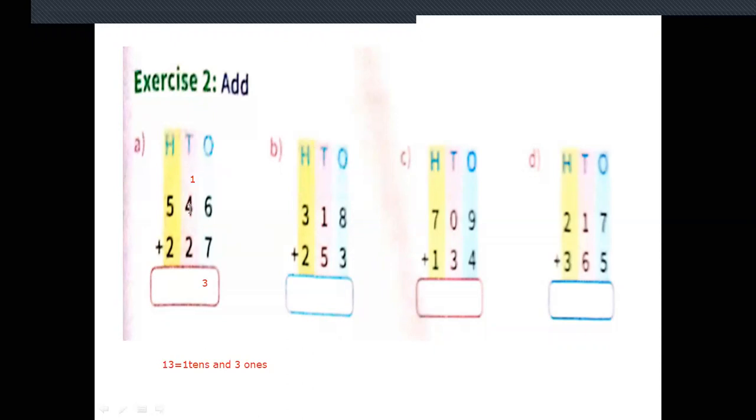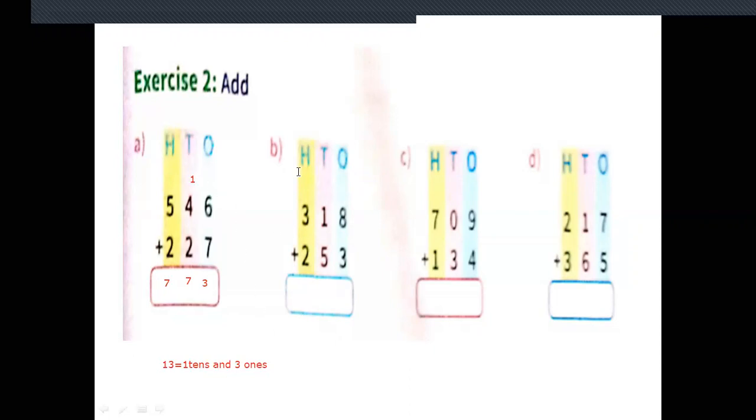Now you add: 1 plus 4 is 5, 5 plus 2 is 7. So the answer is 7 in the tens column. Next, 5 plus 2 is 7 again. So the answer for 546 plus 227 is 773. See here, when you add the ones column, the answer was 13. 6 plus 7 is 13. It is nothing but 1 ten and 3 ones. 3 goes in the ones place, and the 1 in the tens place you carry over.